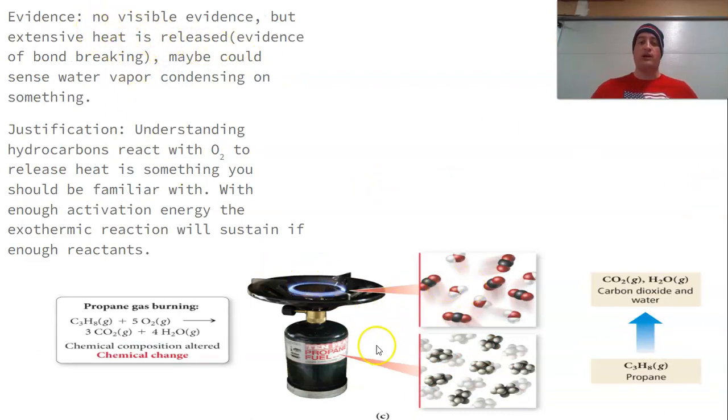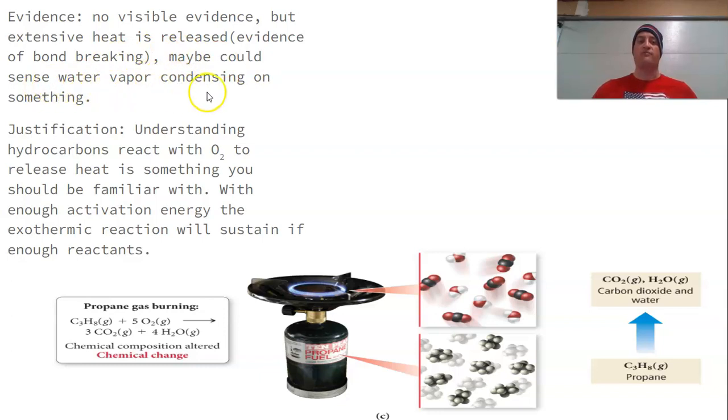One that's colorless in, colorless out. You don't notice the propane and the oxygen, what they look like. Carbon dioxide and water, no difference. So you have no visible evidence, but you have a lot of heat released, usually evidence of bond breaking. Now you do have heat being released when things dissolve as well, but it's far smaller, except for a few examples. You'll see those later in the year.